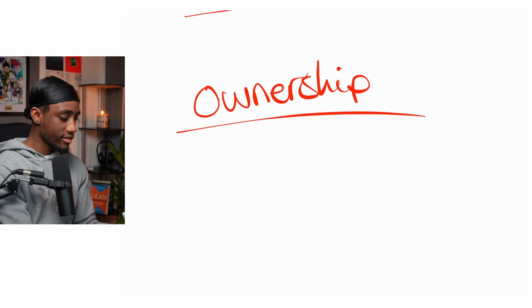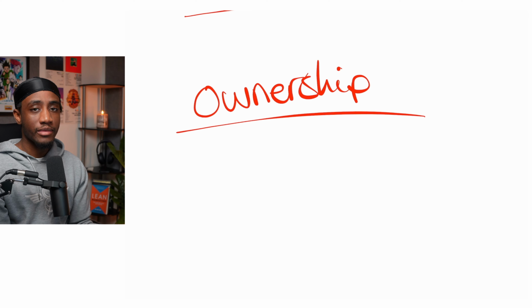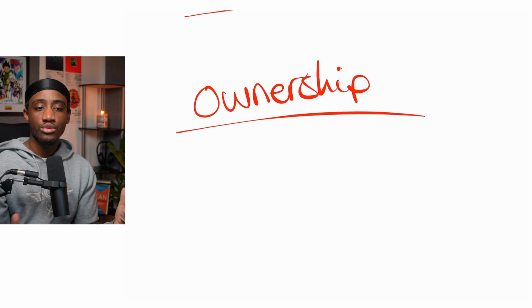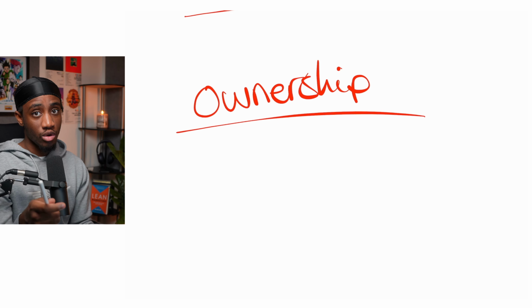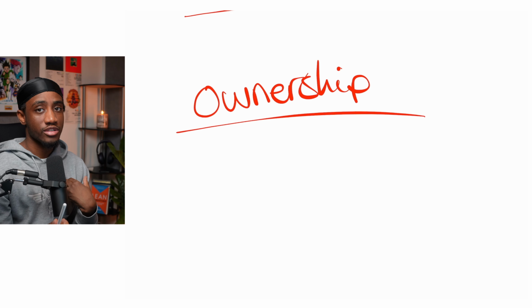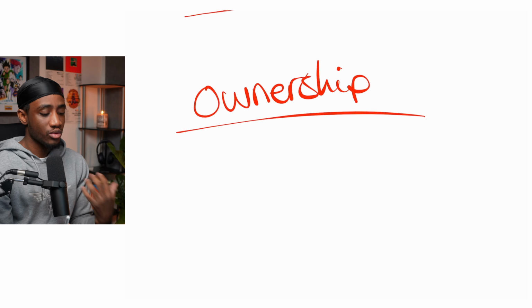Now, the second thing is ownership. A great example would be for this video. If I was talking about how you can improve content, you'd be like, okay, how to improve content. But if I was talking about how to improve your content, your videos, it's a lot more personal to you now. You care more because it's your videos, it's your content. You want it to do well.